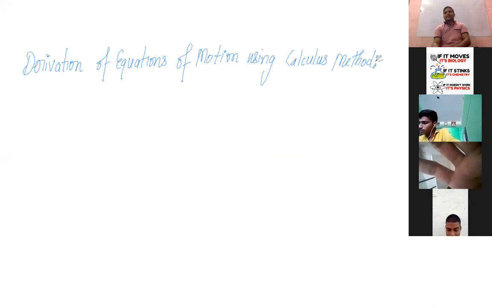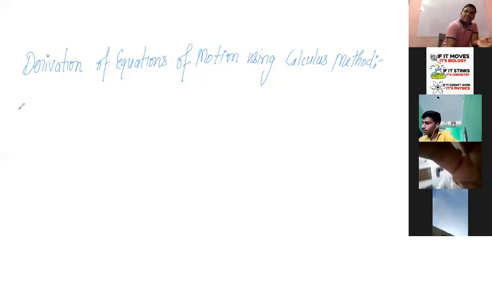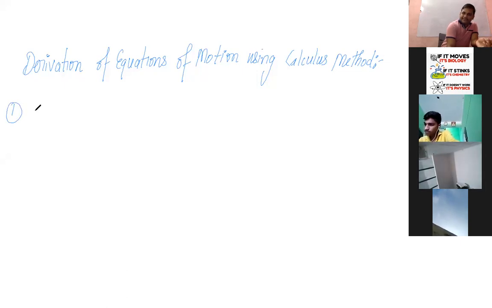Using the calculus method. So how can we do these things? Let's understand. We are going to discuss the first equation of motion. That is the first equation. Derivation of the first equation.